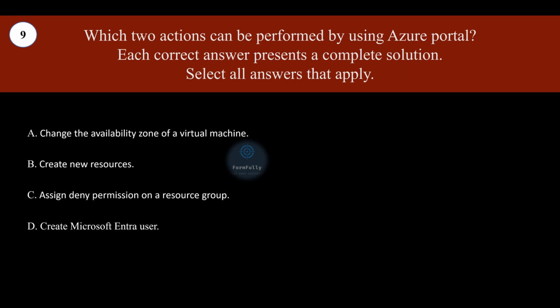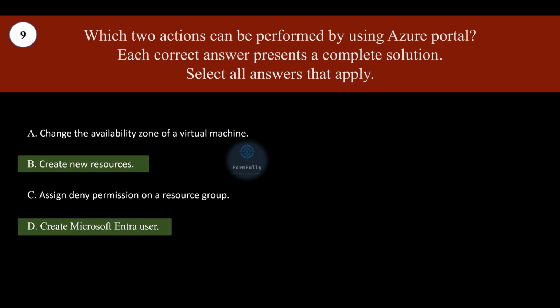Question 9. Which two actions can be performed by using Azure Portal? Each correct answer presents a complete solution. Select all answers that apply. Option A, change the availability zone of a virtual machine. Option B, create new resources. Option C, assign deny permission on a resource group. Option D, create Microsoft Entra user. And the correct options are B and D.